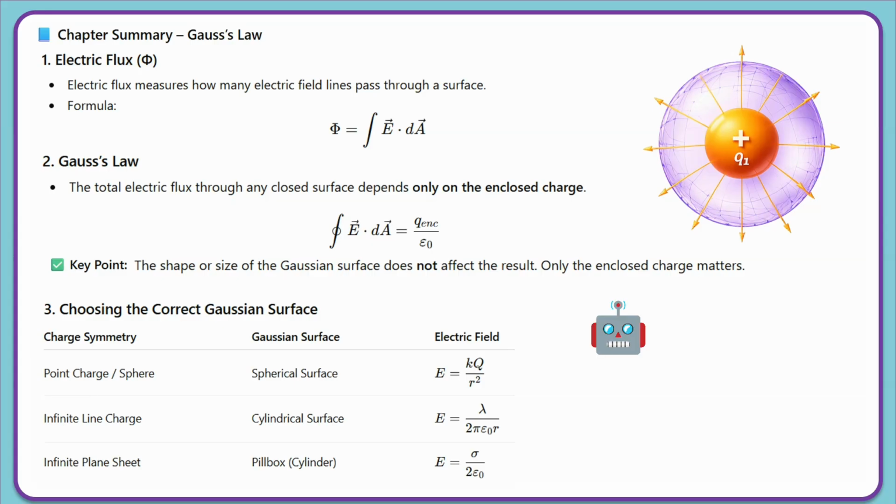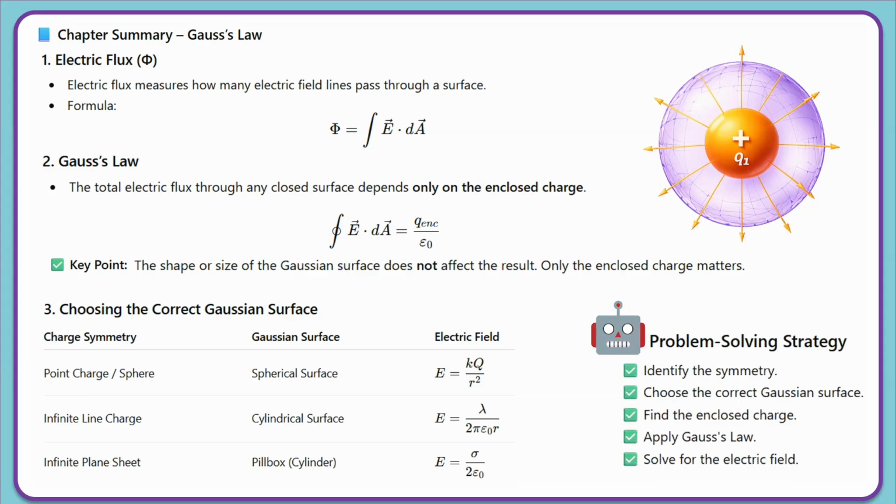Finally, remember the 5 problem-solving steps. Identify the symmetry. Choose the correct Gaussian surface. Find the enclosed charge. Apply Gauss's law. Then solve for the electric field.